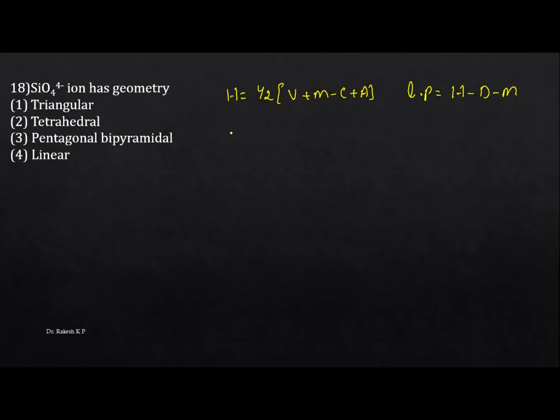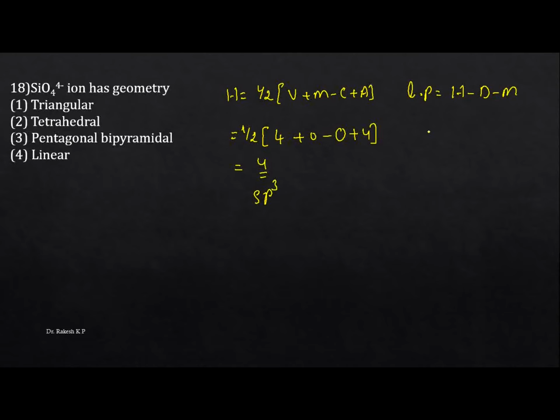Let me take the first thing here. The silicon will be the central atom. The valence electrons will be 4. We don't have a monovalent or a positive charge, but we have a negative charge. How many? That is 4. So 4 plus 4 is 8, 8 by 2 is 4, and the hybridization becomes sp3.